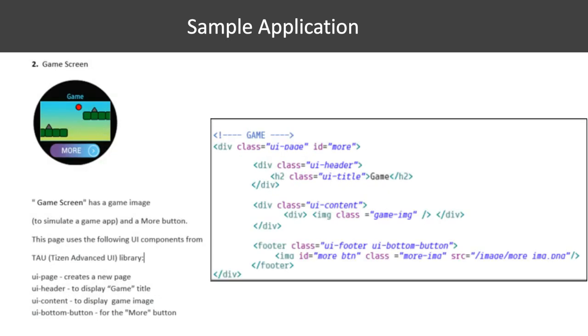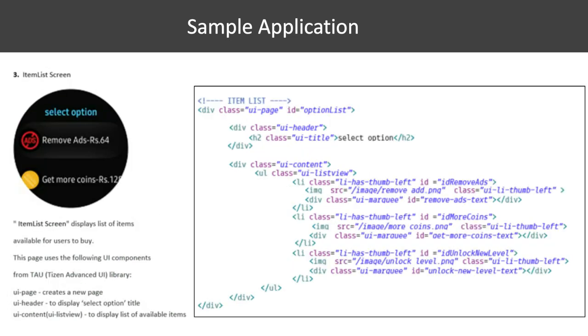The next page is the game page where we are displaying a background image. So we are using UI content as a UI component and then displaying the game image. And similar to the first page, we are using the same UI bottom button to display a more icon. The next page has a list view. We have the list view inside the UI content for three different kinds of items that we are showing to the users that are available to purchase.